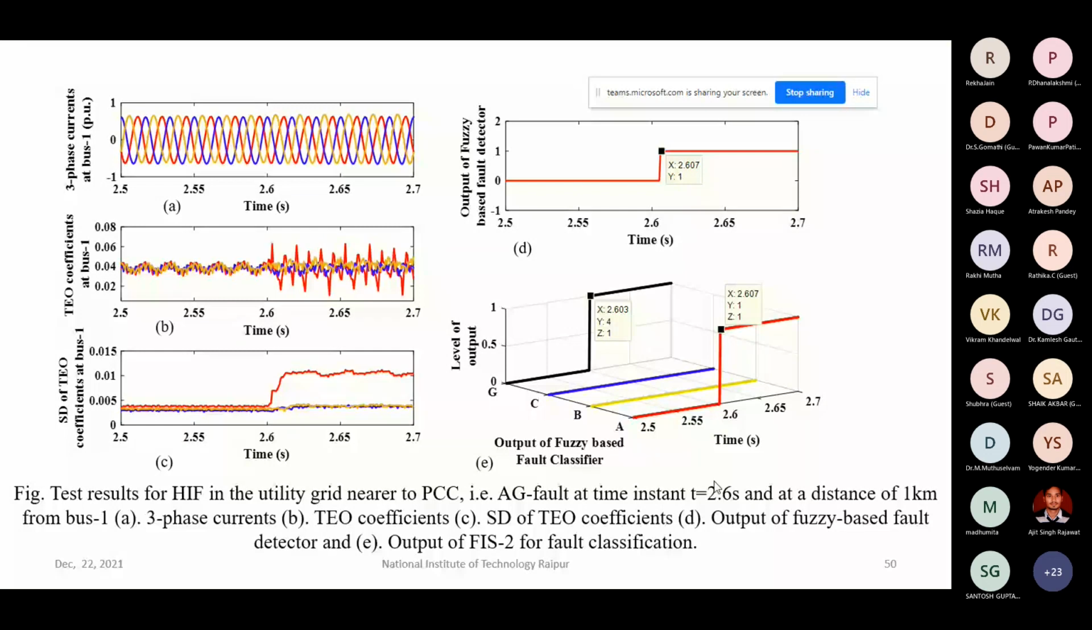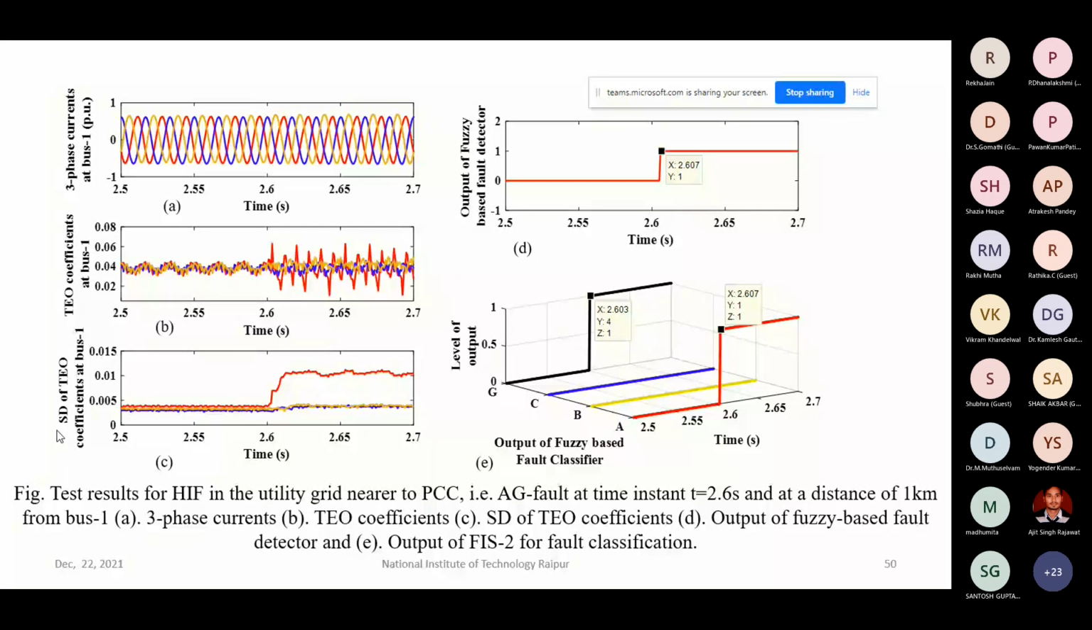From the current signals, you can see the current signal does not give you much information directly, but if you apply a signal processing technique, which is the Teager energy coefficient, when you calculate it, you can see that the particular faulty phase, that is the A phase of the three phase system, the red phase, is giving you a clear discrimination. But if you compare it with the non-faulty phases, at sometimes it overlaps, and at sometimes it has clear discrimination. So to get further clear discrimination, we have calculated its standard deviation.